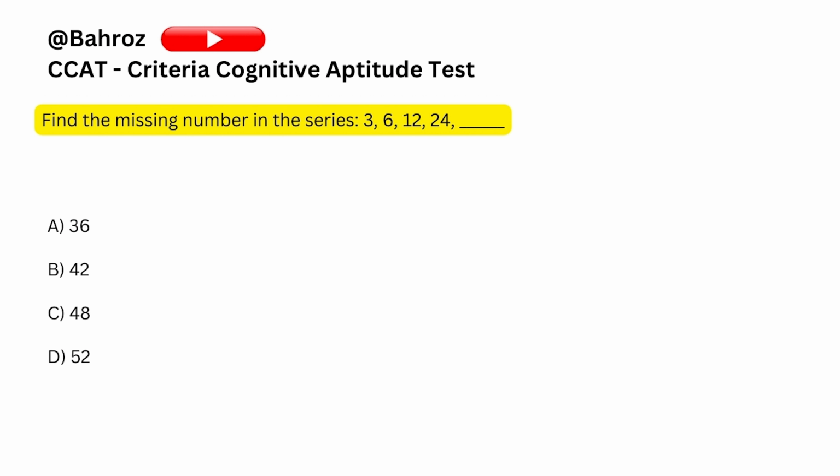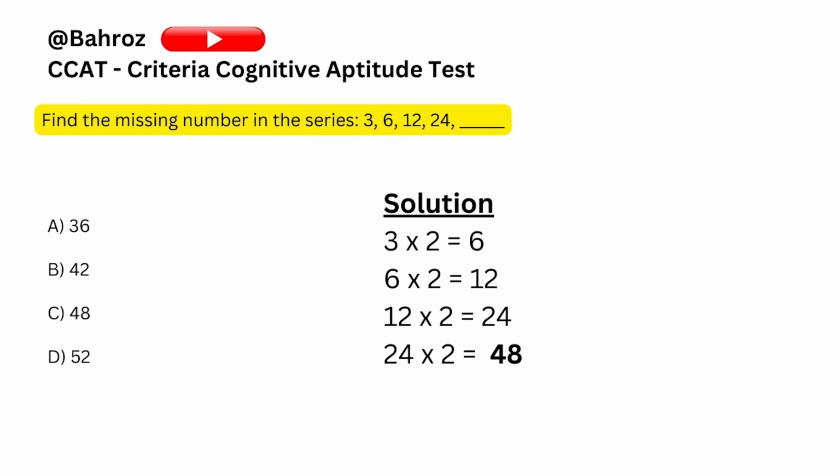Next sample question. Find the missing number in the series 3, 6, 12, 24, A, 36, B, 42, C, 48, D, 52. So 3 to 6, that is multiplied by 2. 6 to 12, multiplied by 2. 12 to 24, multiplied by 2. So every number is being doubled, and the next one is 24 multiplied by 2, which is 48.